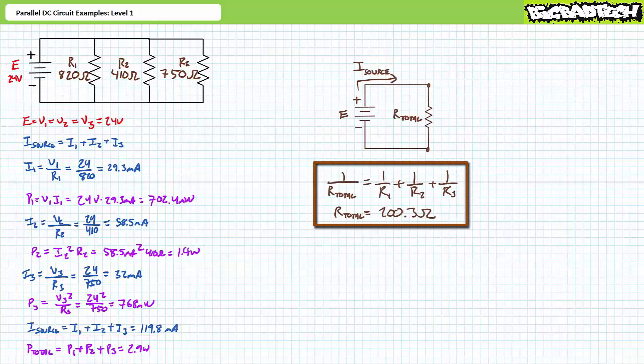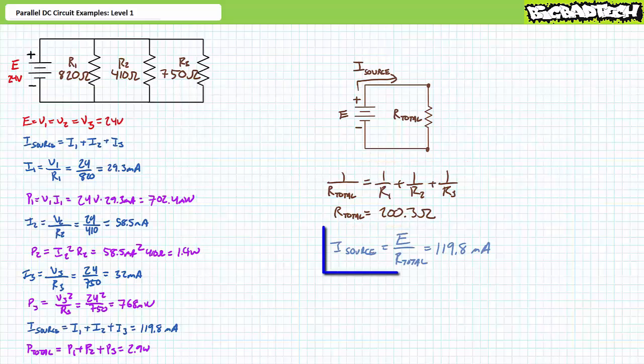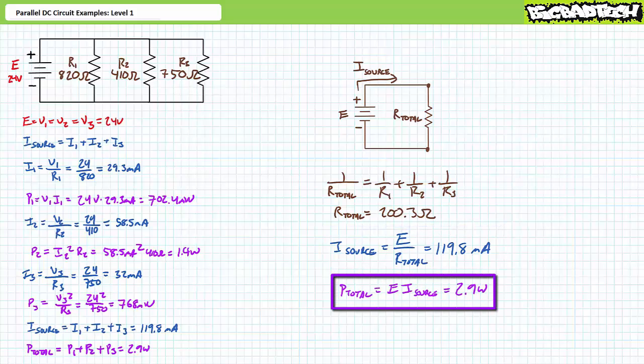As a means of checking our work, these three resistors can be combined in parallel to result in a total resistance of 200.3 ohms. An application of Ohm's law solving for source current does indeed confirm that source current is 119.8 milliamperes, and total power is indeed 2.9 watts. I've got a reasonable degree of confidence our answers are correct, and we can move on to the next illustrated example.